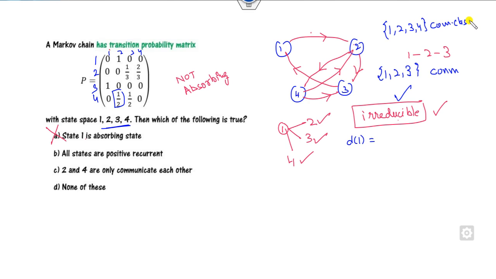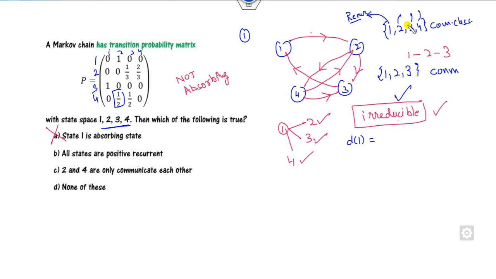Fine. So now what is the meaning of that? If all are my communicating classes, then the nature of all is the same. So take 1. Is it possible to come back to the 1 through each way? Yes. So 1 is my recurrent. So it means 2 is recurrent, 3 is recurrent, 4 is recurrent. All are my recurrent.